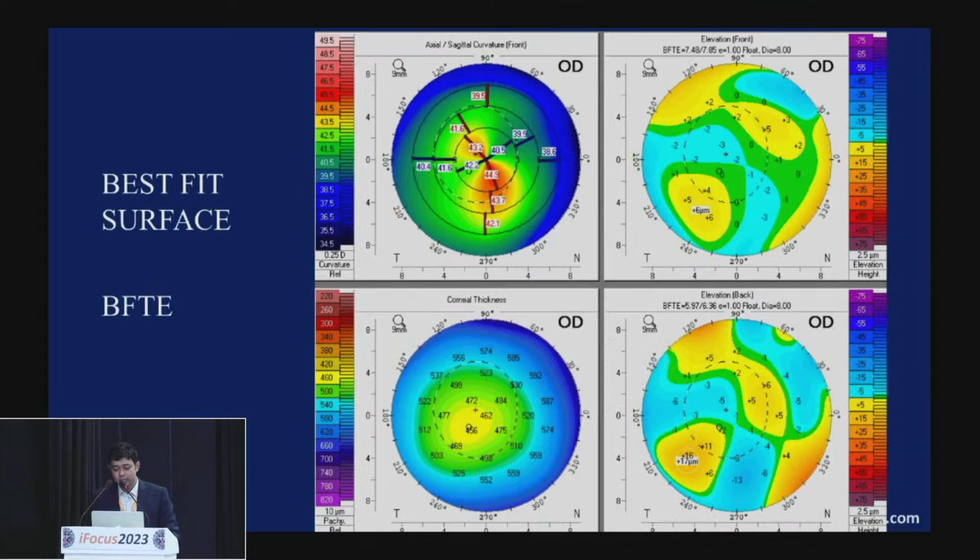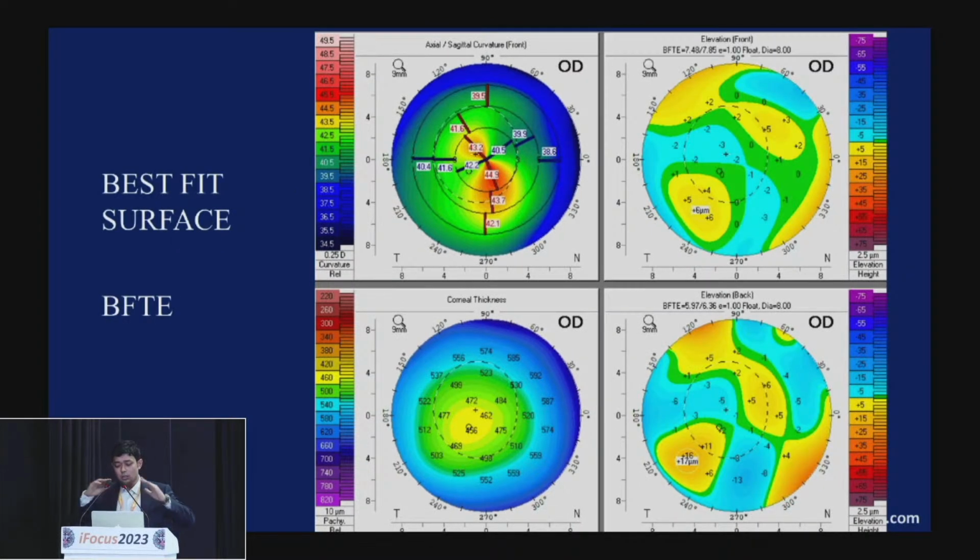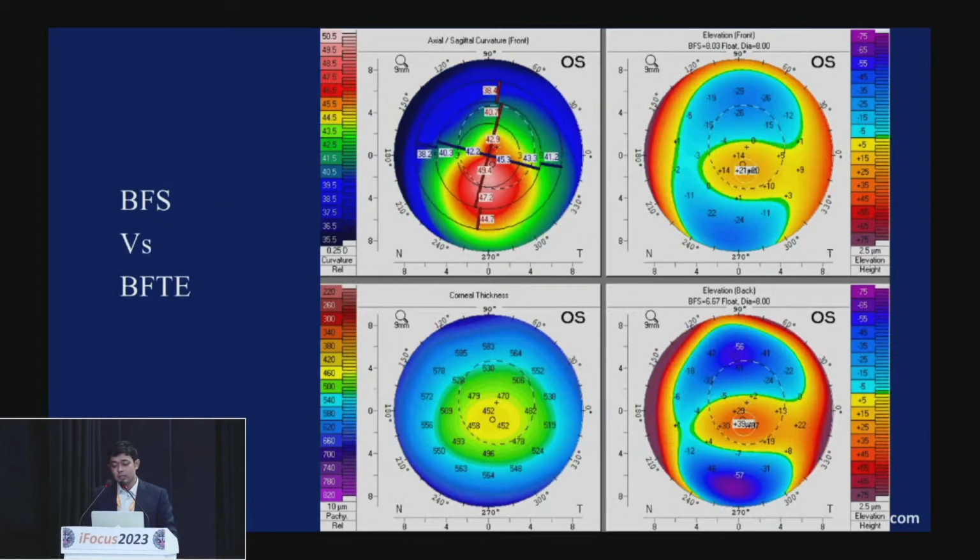This is a toric ellipsoid. Now, for the same patient who is showing a significant elevation on the posterior surface, because the toric ellipsoid conforms better to the surface, there are hardly any elevation data points in the posterior surface. So BFT is not useful for differentiating normal versus FFKC, but for differentiating a high astigmatism versus a KC, a BFT can be useful.